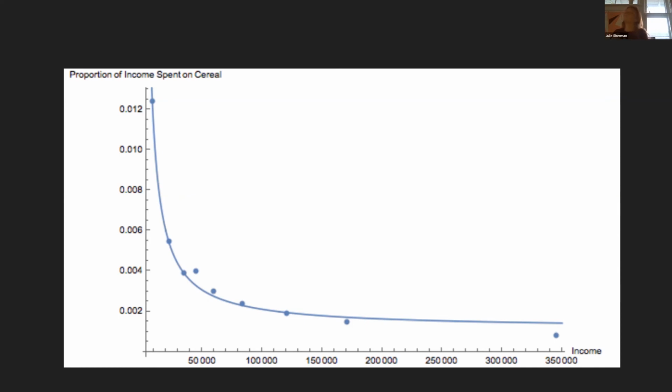What does the proportion spent tell us versus the total amount spent? What are the differences? It's pretty subtle, but how does that tell us something different than the total amount, right? Okay.